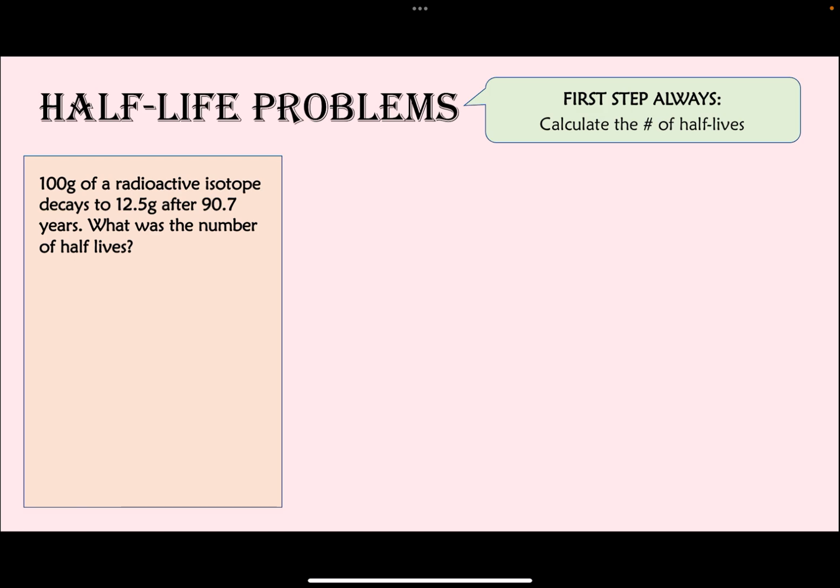We have 100 grams of a radioactive isotope that decays to 12.5 grams after 90.7 days. So what was the number of half-lives? If we are going from 100 grams to 50 grams, then to 25, then to 12.5, it took us 3 half-lives. Okay, and that's basically all that the question is asking. So we took 3 half-lives to go from 100 grams to 12.5.